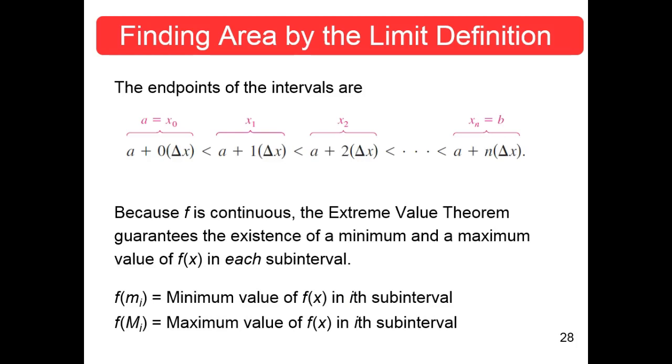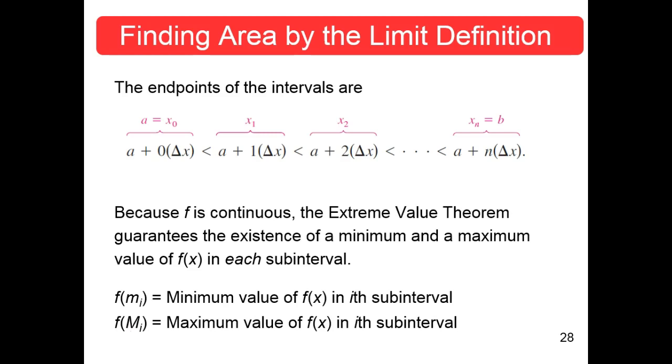So the endpoints of the interval: the A is at x0, which is A plus 0 times delta x. In other words, it's the A of x0. A plus 1 times delta x, that's the second one, that's your x sub 1. And then 2 would be your x sub 2, like that. And finally, the last one, you're all the way to B. Okay? So you add some i delta x there to your A.